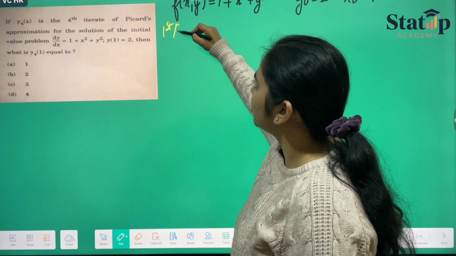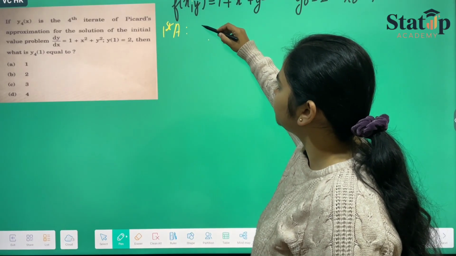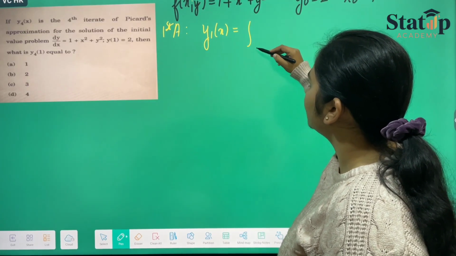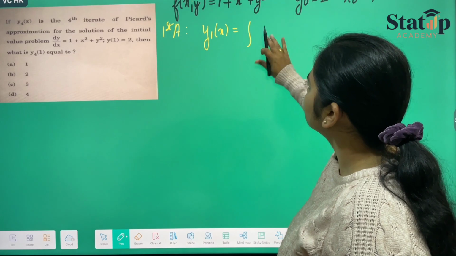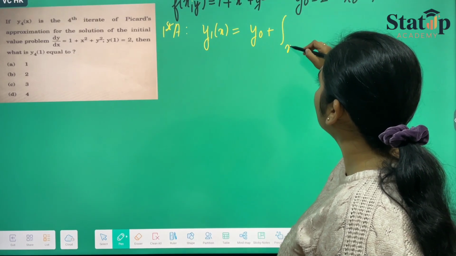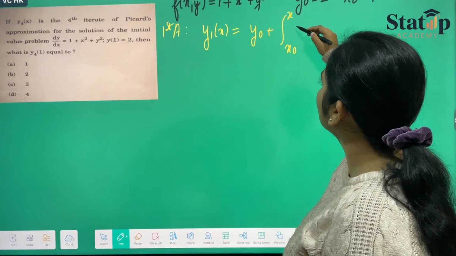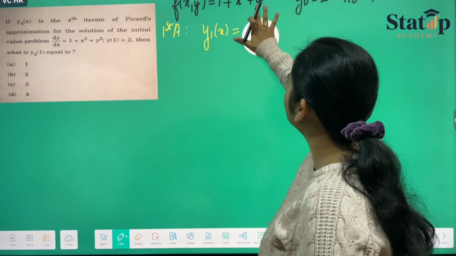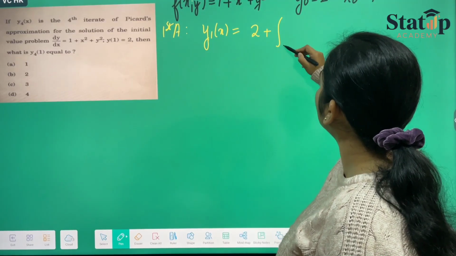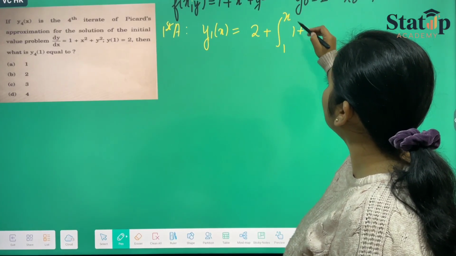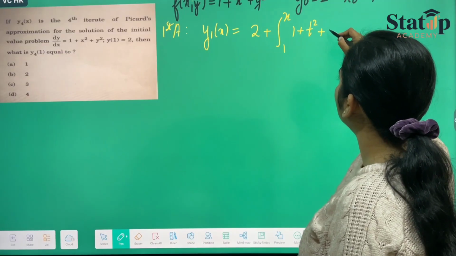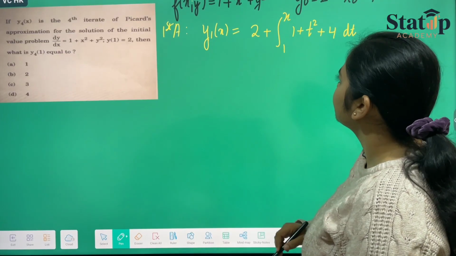First of all we'll find the first approximation. In the first approximation we can find it like this: y1(x) should be equal to y naught plus the integration from x naught till x. Here I am directly doing it. Let us put the values directly. So y naught is 2 plus the integration from x naught is 1 till x, 1 plus, in place of x we'll write t square, and in place of y we'll write 4, dt.